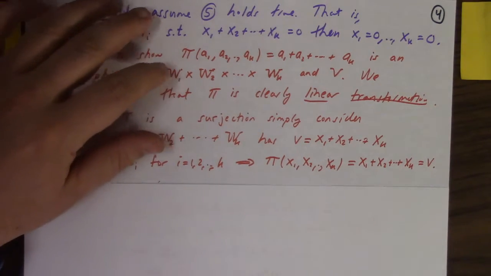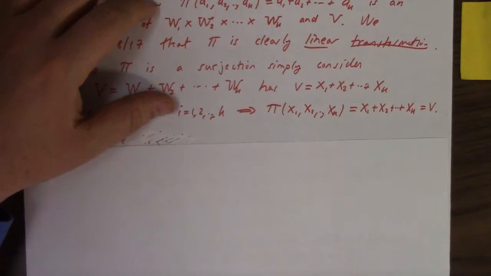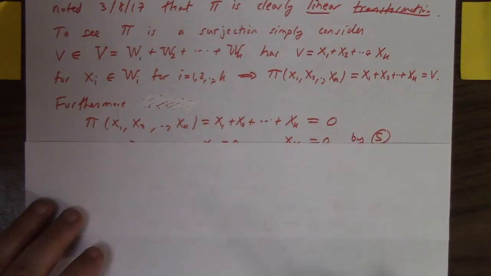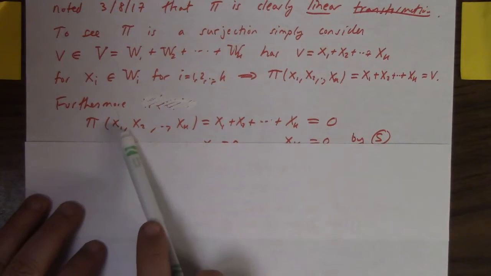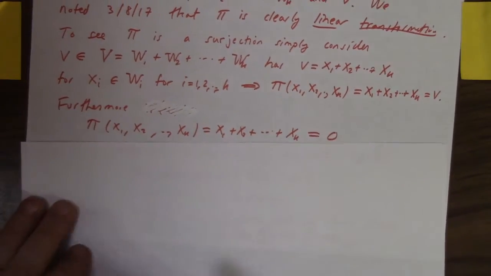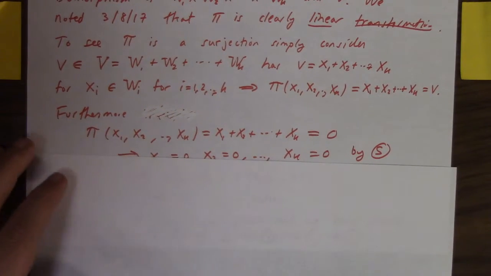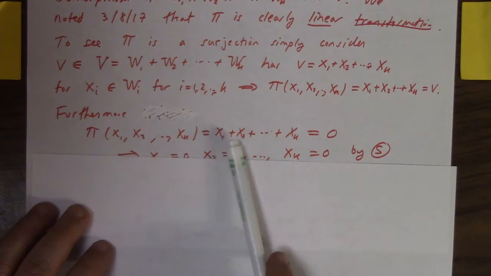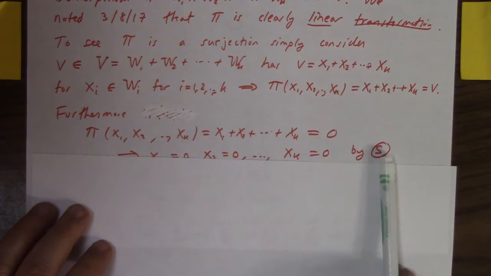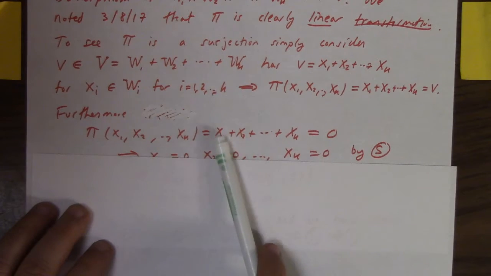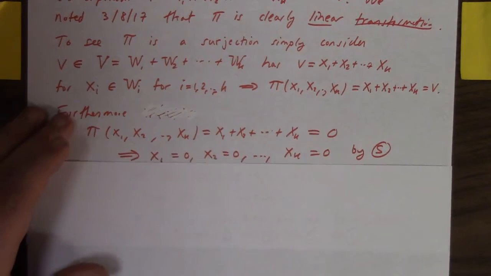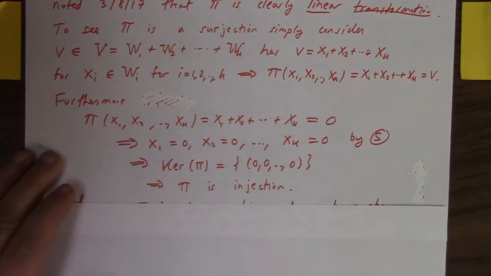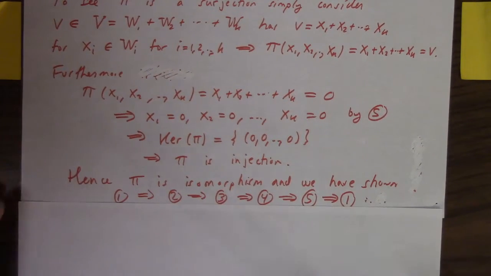It remains to show that the kernel is 0. If we could show the kernel is 0, that would show that it's injective and hence an isomorphism. So suppose that we've got something that maps to 0. In other words, suppose that this tuple x1 through xk is mapping to 0. In other words, this is in the kernel. Well, if this is equal to 0, then by 5, which we're assuming, each one of these is separately 0. But that means that the kernel of pi is just the 0 vector, which means that pi is an injection, which means that pi is an isomorphism.